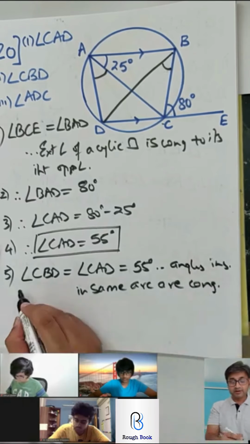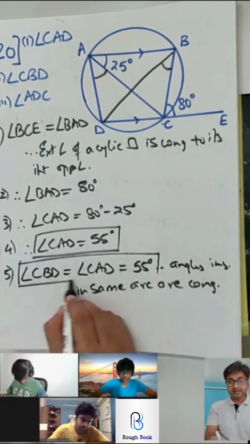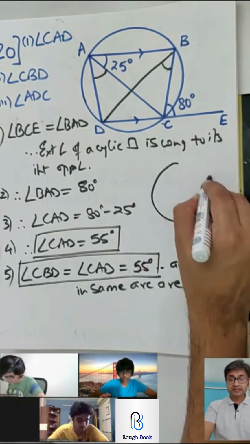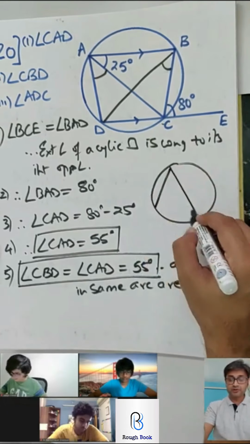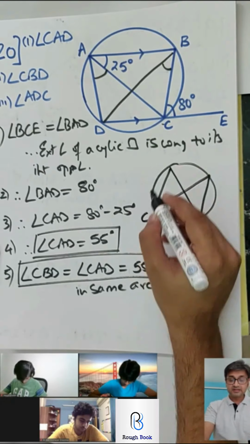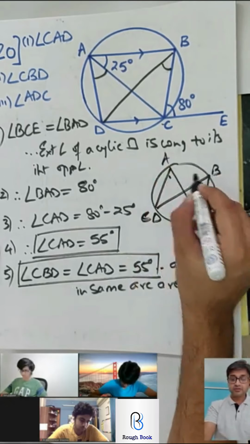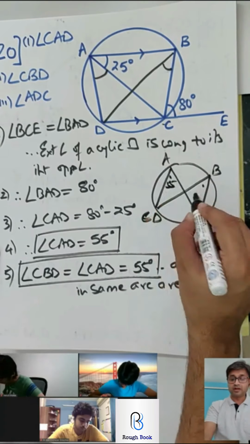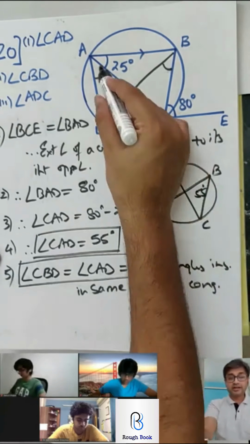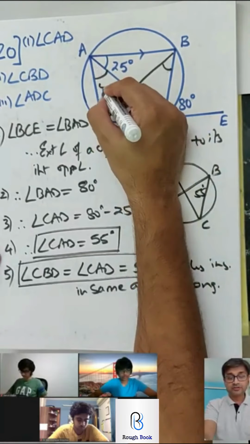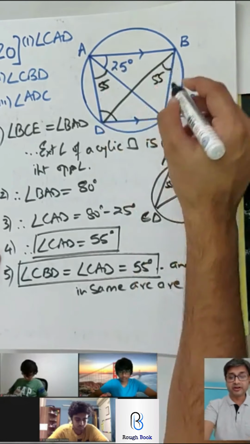Write the entire statement, otherwise you will lose your marks in the exam. If you still cannot identify, I am just drawing it over here. The two angles CAD and CBD, both inscribed in the same arc, so both are 55. Last one, ADC. So I got this 55, I have got this 55, this is 80.